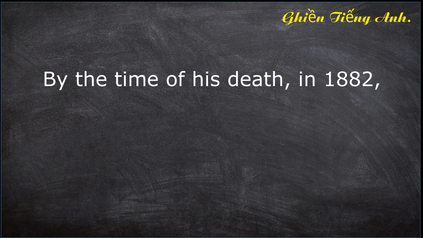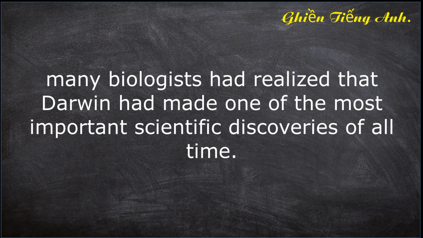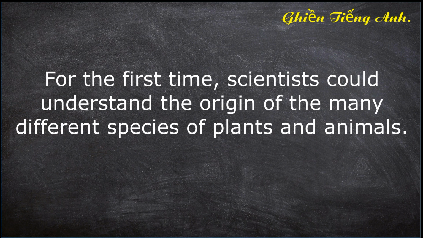By the time of his death in 1882, many biologists had realized that Darwin had made one of the most important scientific discoveries of all time. For the first time, scientists could understand the origin of the many different species of plants and animals.